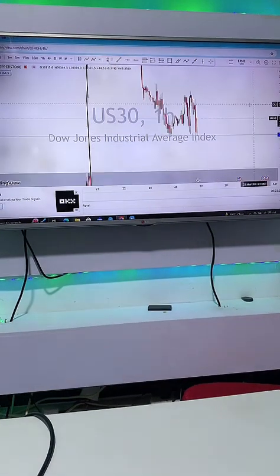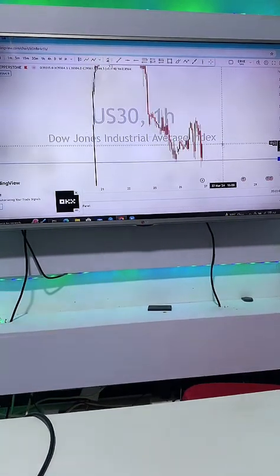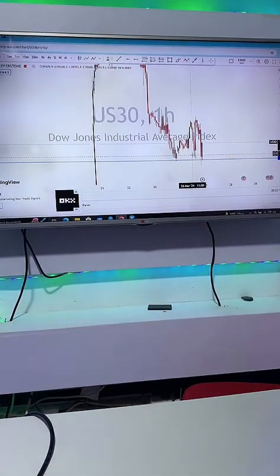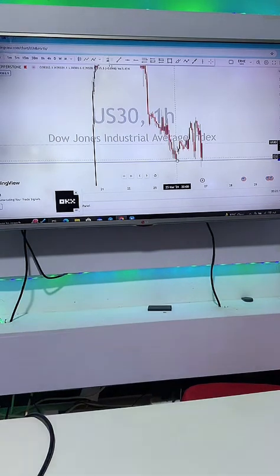But as it is consolidating, there are still many easy pips. It's many. So you can still take advantage. But you've missed it already. In the morning, I was waiting here.